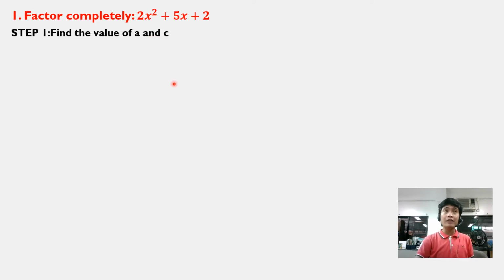Now, our step number 1 there is we need to find the value of your a and c. Please take note that any general trinomial that takes the form ax squared plus bx plus c, we call them as general trinomial, where a, b and c are all elements of real number. Now, in this case, our a here is 2, your b here is 5, and your c there is 2. Okay? So, yan po ay elements of real numbers, yung 2 at saka 5. Sa step 1, aalamin lang natin yung value ni a at ni c from our given. In this case, our a here is 2, our c here is 2.